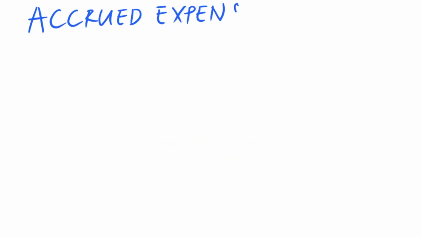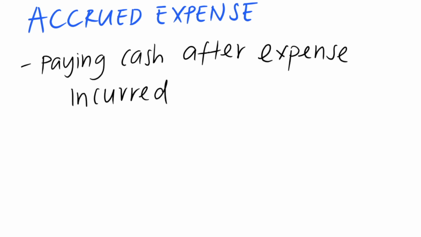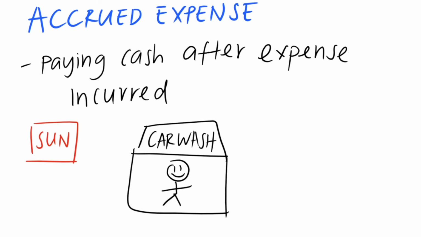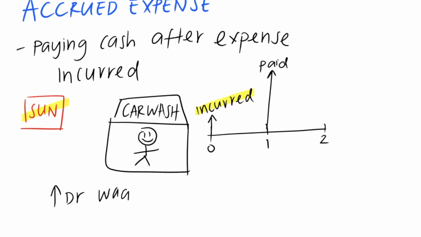Now let's take a look at an expense example. An accrued expense is paying cash after an expense is incurred. An easy example is wages. Today is Sunday and Jerry, who works at the car wash, has made $200 for that week. The company has therefore incurred $200 in expenses that must be paid to Jerry in the future.